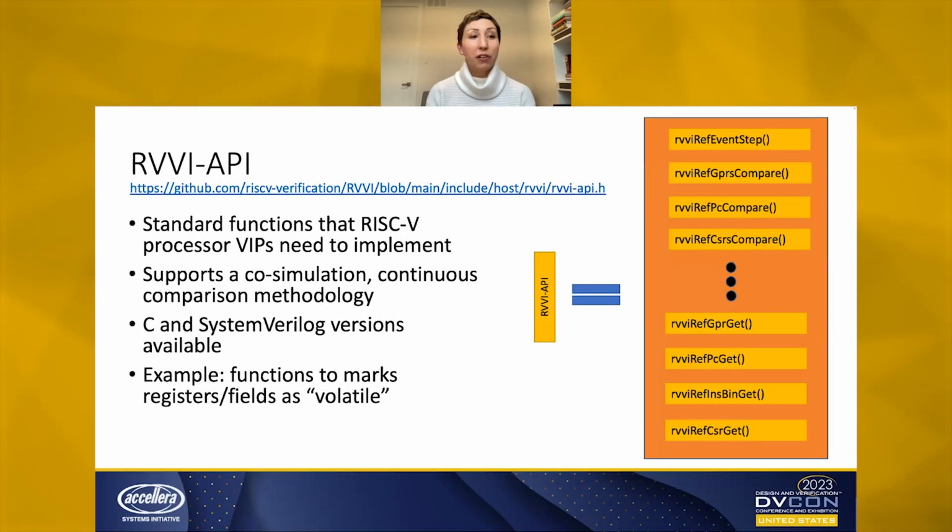The second part of RVVI we're going to talk about is the API. So this is the function level interface between the testbench and a piece of RISC-V verification IP. It defines a standard set of functions that verification IPs need to implement in order to comprehensively verify a RISC-V core. For example, there are functions to get and set the current value of registers in the verification IP, and functions to invoke comparisons between the device under test and the verification IP's processor reference model.